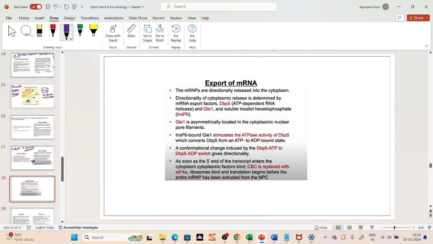Then again, export of mRNA is directional. That means it will not go from the cytoplasm back to the nucleus. It only goes from the nucleus to the cytoplasm. This directionality is determined by some factors such as DBP5 and GLE1, and GLE1 stimulates ATPase activity. You just have to read about it. I have just kept these points in the slides so that you can read them later on.